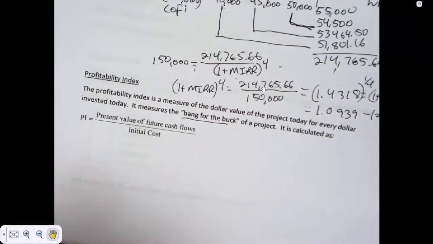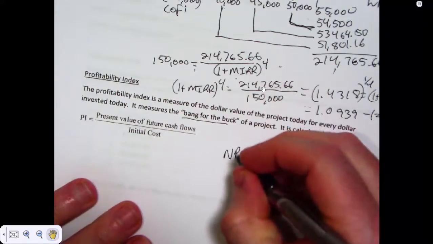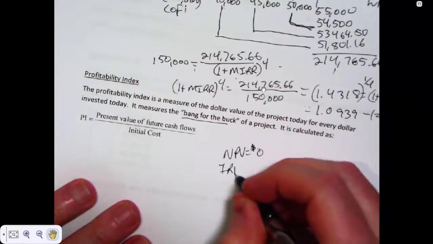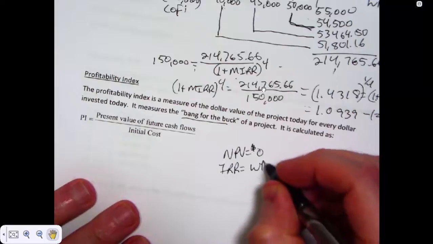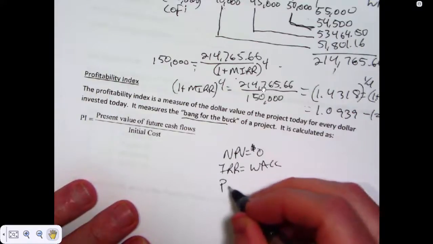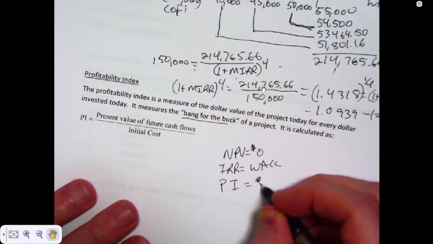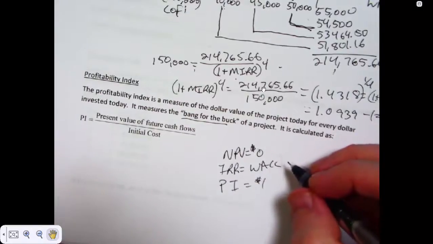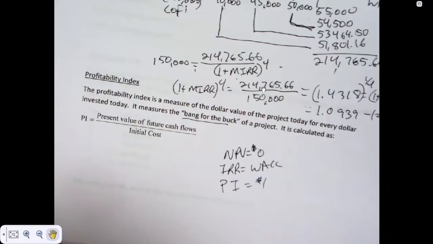for every dollar invested today. So where NPV is equal to $0, where the IRR is equal to the weighted average cost of capital, the profitability index is equal to 1. You can say $1 because that's the way we talk about it, or you could just say 1. The profitability index, in order for a project to be acceptable, has to be greater than 1.